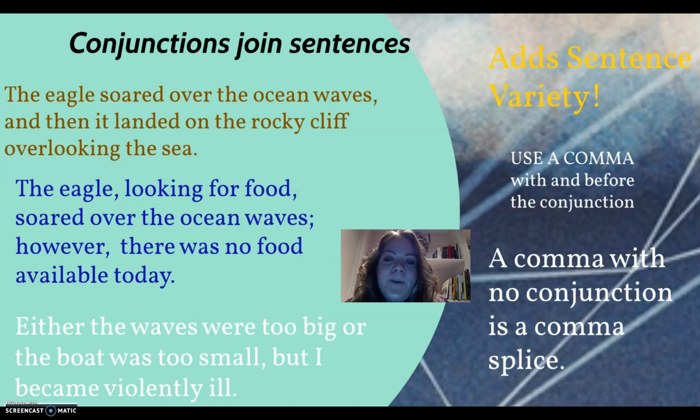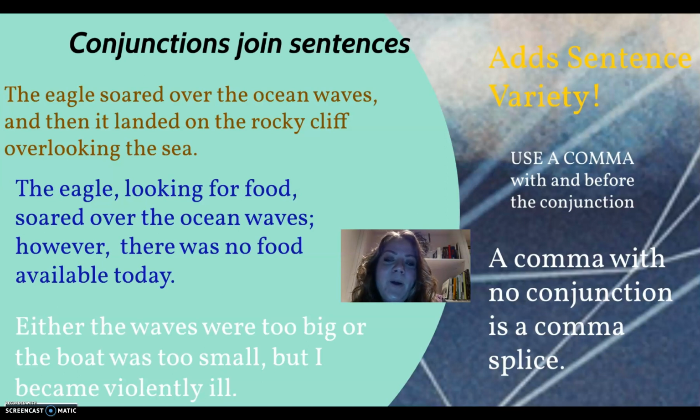Now I'm also, in this example, joining two complete sentences. So I'm joining two independent clauses. When they're closely related, I can use a semicolon to join them. The semicolon is the same thing as a comma conjunction, is the same thing as a period. So I can use a semicolon here as long as those sentences are related to each other.